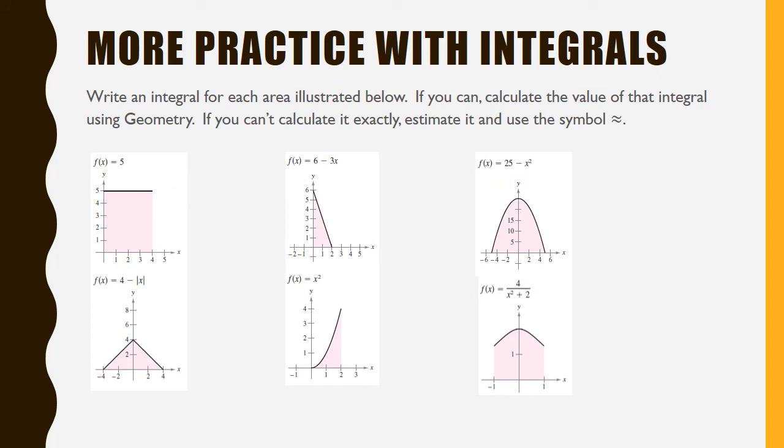And finally, the last one. Here, this says write an integral for each area that's represented and approximate it if you can. So the first one we see is the area below the graph of 5 from 0 to 4, so that's our integral, and the area is 20. The next one, we have a triangle here. This is actually an absolute value graph flipped upside down.